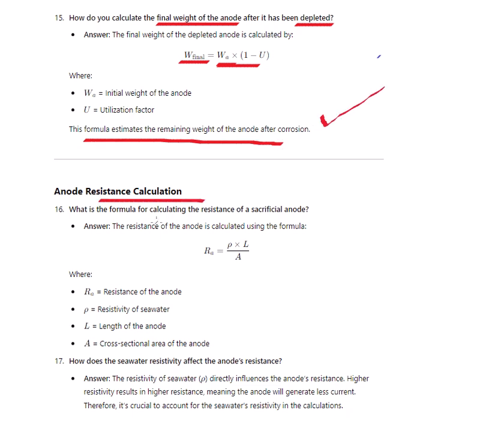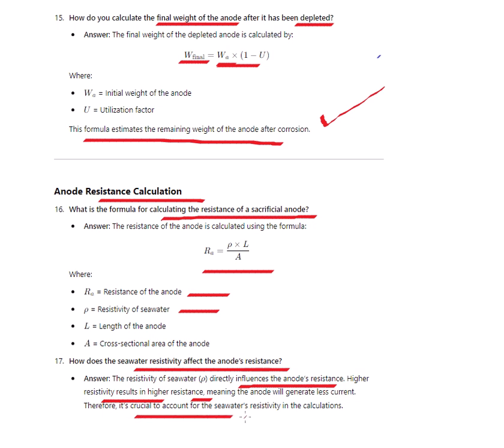Anode resistance calculation. What is the formula for calculating the resistance of a sacrificial anode? The resistance can be calculated using this formula. Ra is the resistance, rho is the seawater resistivity, L is the length of the anode, and A is the cross-sectional area. How does seawater resistivity affect the anodes? Seawater resistivity directly influences the anode resistance: the higher the resistivity, the higher the resistance, meaning the anode will supply less current. Therefore, it's crucial to account for seawater resistivity in the calculation.